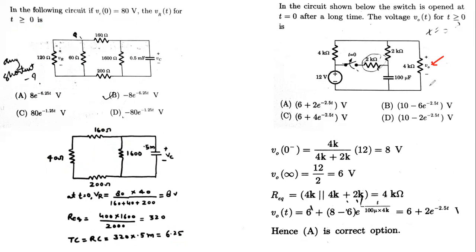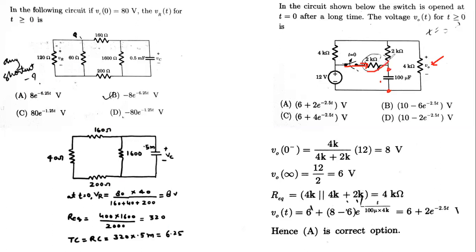In the question a capacitor is given. So first we have to find the value of v0 before the switch is open. When the switch is closed for a long time, the capacitor works as an open circuit, because in steady state it works as an open circuit. So what is the voltage across this capacitor? That is an open, so no current flows across this capacitor in steady state.